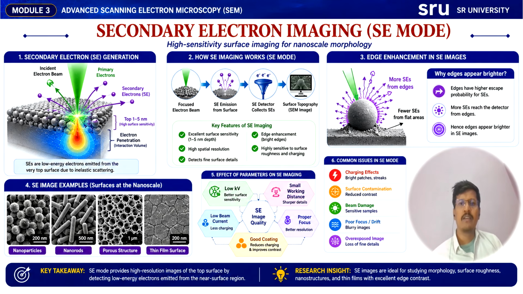Conversely, the flat or recessed regions emit very few detectable secondary electrons and therefore appear dark. This phenomenon gives the secondary electron images a three-dimensional appearance, making them extremely useful for morphological studies.